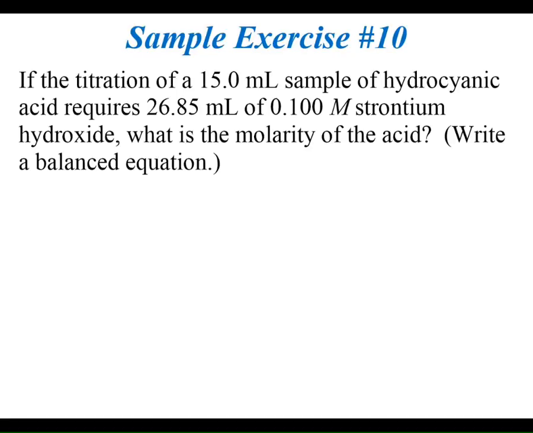So hydrocyanic acid plus strontium hydroxide. What's the formula for hydrocyanic acid? HCl. Okay, so hydro-ic tells you it came from what? Ide. So cyanide. Yes, cyanide is CN negative. So you would need one hydrogen to balance out a CN negative. So yes, HCN.